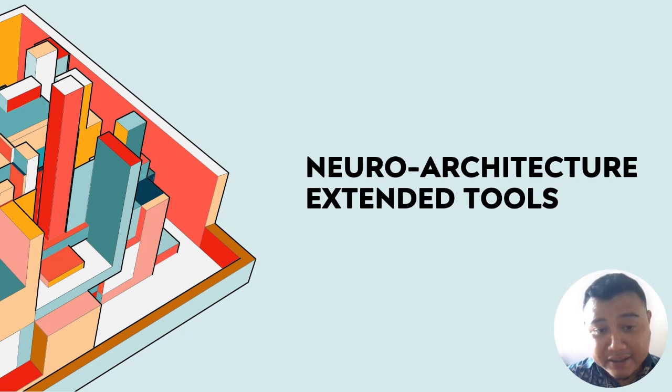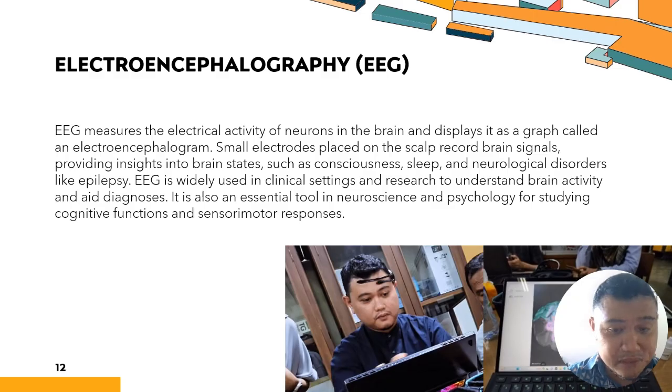Next slide. We talk about neuroarchitecture extended tools. First is electroencephalography, or EEG. In summary, EEG measures brain activity to understand how architectural elements impact cognitive and emotional states.